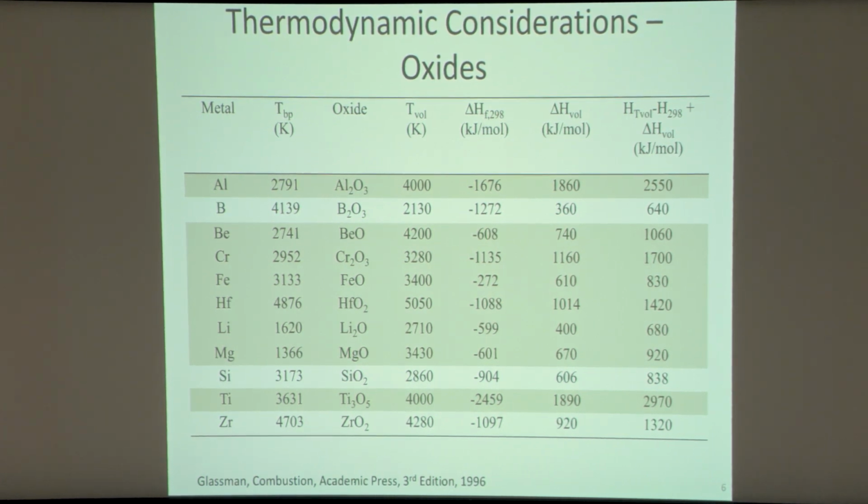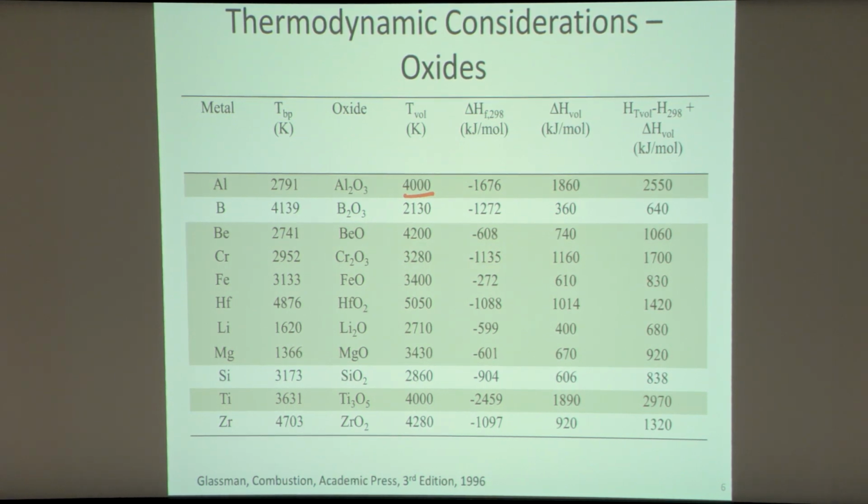Okay, so as an example, if I look at aluminum, the first thing you note is the boiling point temperature of the metal. It's like 2,800. If I look at the decomposition temperature of the oxide, it's 4,000. So this is going to tell me right away that it's highly likely that aluminum is going to burn in the vapor phase, because it has the lower melting temperature and boiling temperature for the metal itself.